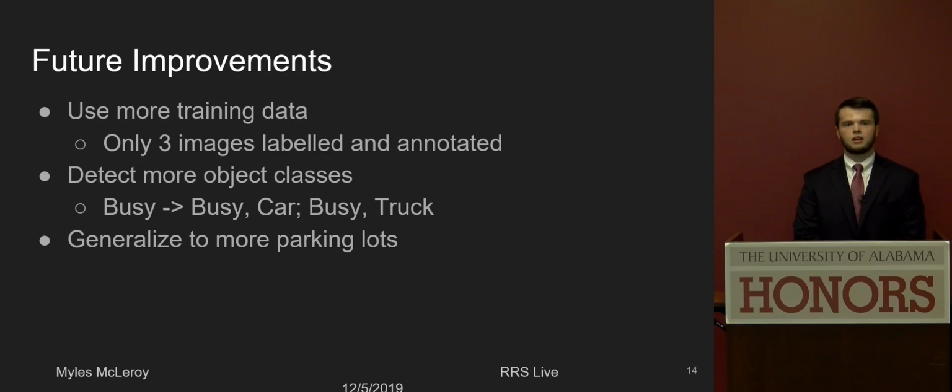Next up, we want to detect more object classes. So instead of just figuring out if a parking space is busy or not, what if we could detect if it's busy and it's a car? What if we could detect if it's busy and it's a truck? And using that information, we could extract whether a vehicle is occupying 2 or more spaces at once, which solves one of the problems that we were facing at the beginning of the presentation.